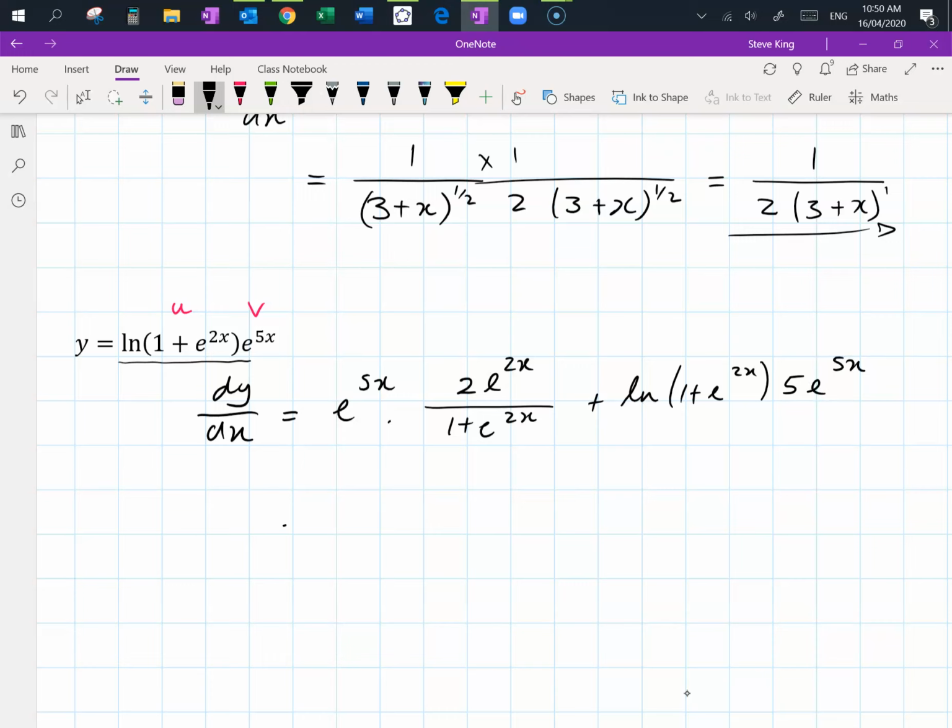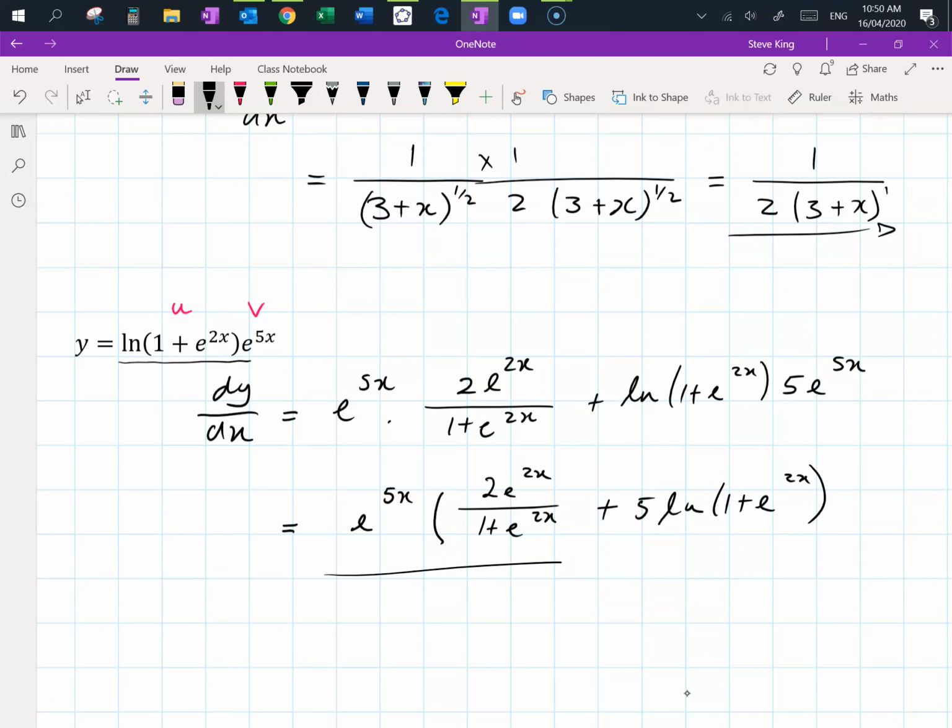Now, if we tidy all of this up, whoa, it's a bit messy, isn't it? I can certainly take out e to the 5x. And what am I left with? I'm left with 2e to the 2x over 1 plus e to the 2x. And to that I'm going to add 5 ln of 1 plus e to the 2x. And I think that's quite complicated enough, and I'll leave it at that stage.